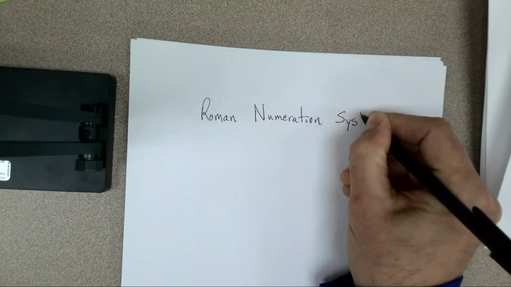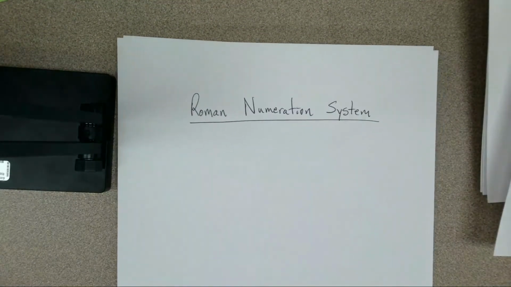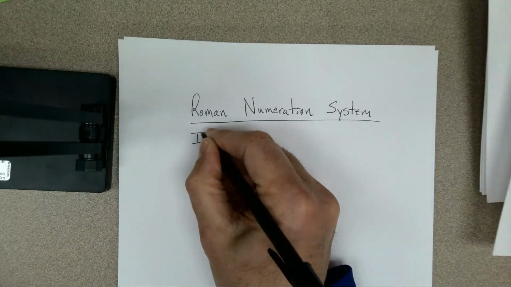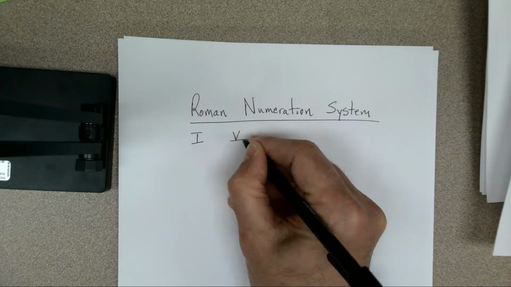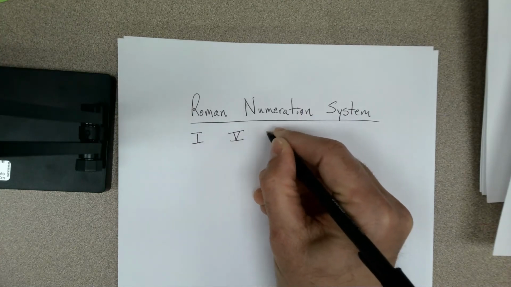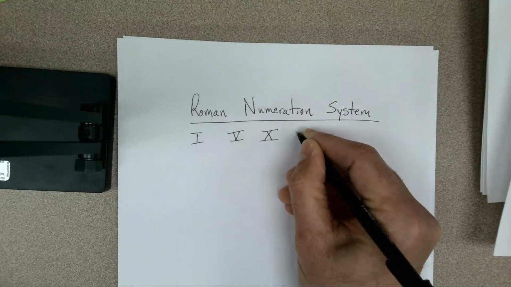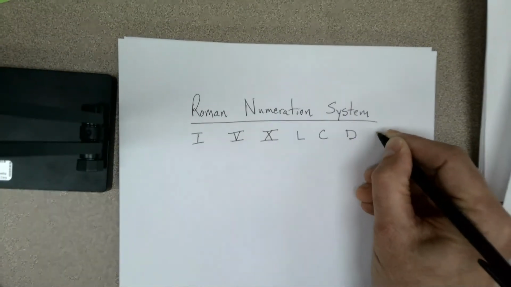Briefly talk about this, and you can watch the other one. The other one goes in depth, real depth on how to convert. But we should know Roman numerals are letters. You have I, V, X, these are the main ones, and then L and C, D, and M.